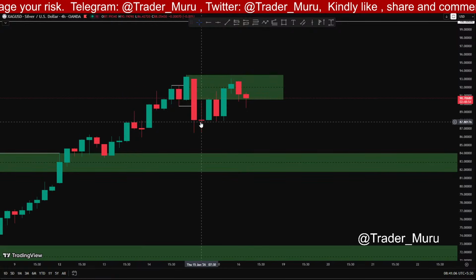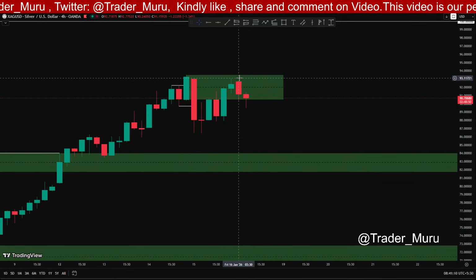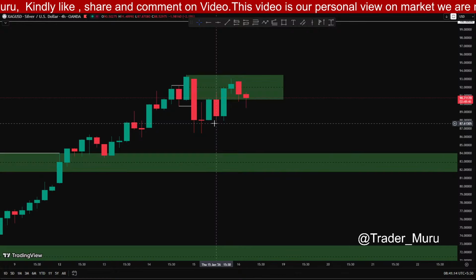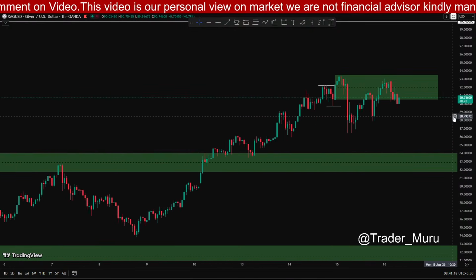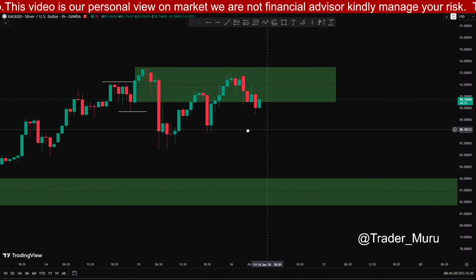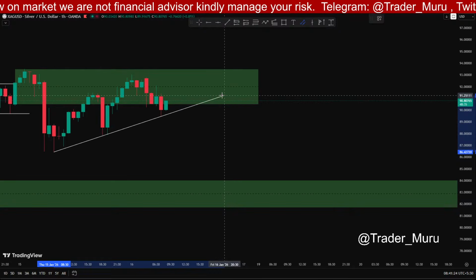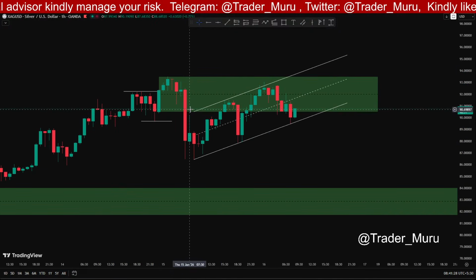Whenever a big fall happens, price creates a bearish flag, then it breaks below it and drops further. So we will watch for a bearish flag in the 1-hour time frame. And do we have a bearish flag formation here? Then yes, price is forming a bear flag.